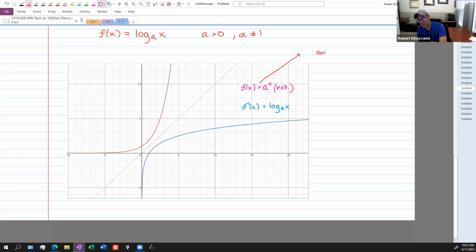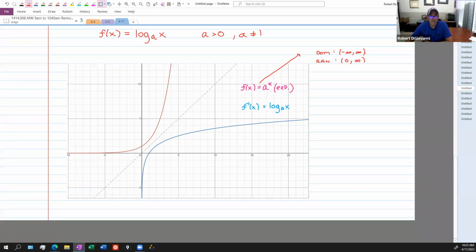What's the domain of this? That red function goes left and right forever, doesn't it? So the domain is negative infinity to infinity. What about the range of it? Well, it's only from the x-axis up, right? The red one never touches the x-axis. So the range should only go from 0 up forever to infinity, right? That's the red one.